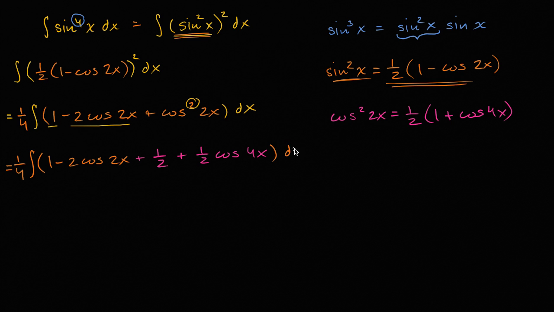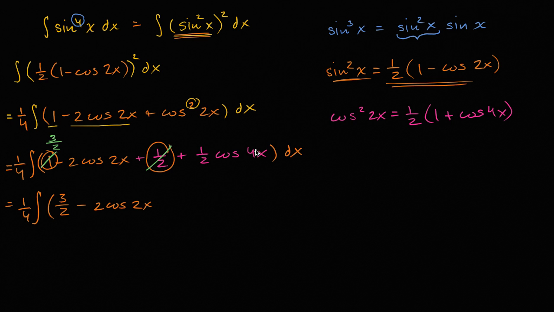Let's see, I could take this 1/2 and add it to this 1, and that's going to get me 3/2. So add those together, I'm going to get 3/2. And so let me rewrite this as, I'm in the home stretch really, so this is going to be equal to 1/4 times the integral of 3/2 minus 2 cosine of 2x.